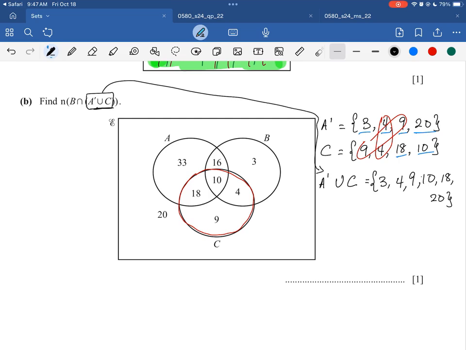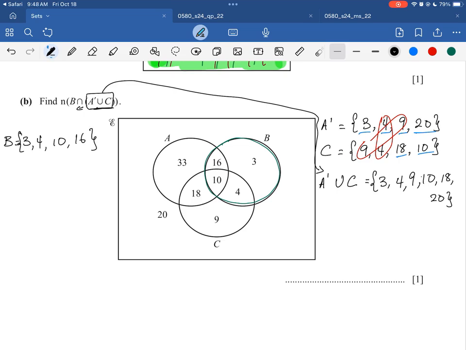Right. Now, what is your B? Let's go. We're moving out. We're going in, out. What's your B? Your B is right here. So you have 3, 4, 10, and 16.